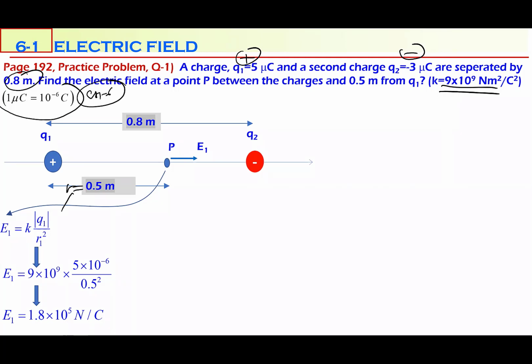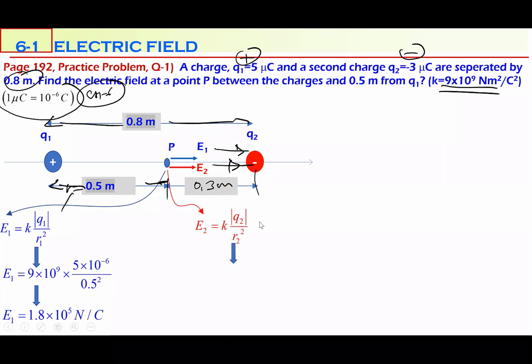But the second charge also produces an electric field at point P. This electric field will also be to the right because we know that the electric field is always towards the negative charge. That's why the electric field at the location of P must be to the right as well. So let's calculate how much E2 is. First, I need this distance. How can I get it? The total distance is 0.8, and the distance from Q1 is given as 0.5. 0.8 minus 0.5 becomes 0.3 meters. So the separation from Q2 to the point is 0.3.